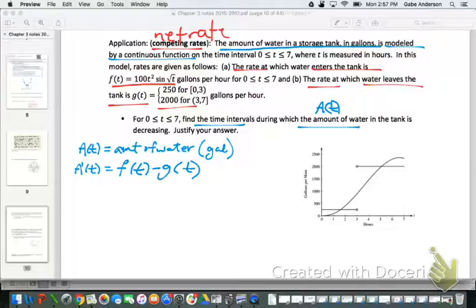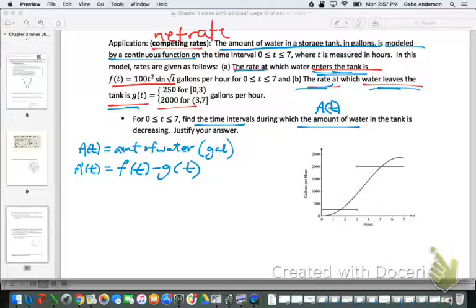One final question. I have A prime, don't I? Why didn't I say A prime of T equals F prime minus G prime? Because F and G are already rates. Remember how we went to the trouble of underlining the rate in the problem? We went to all that trouble to say, these things are already rates, so let's recognize F of T and G of T, they go with A prime, don't they? F prime and G prime would be the rate of change of the rate of change.